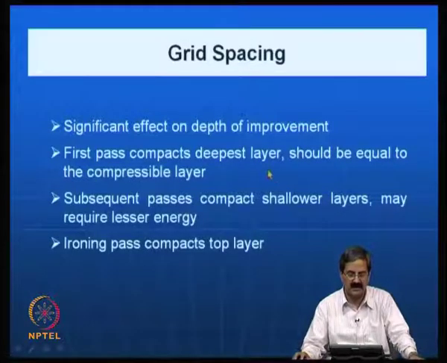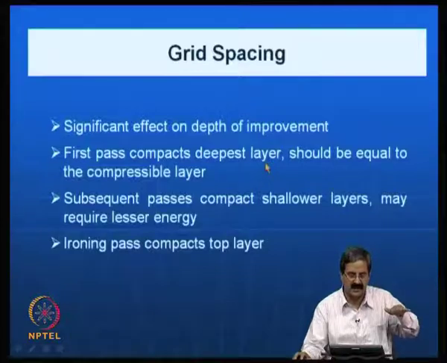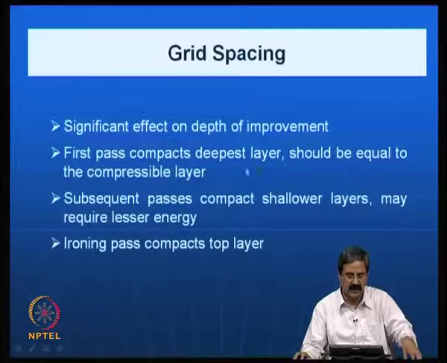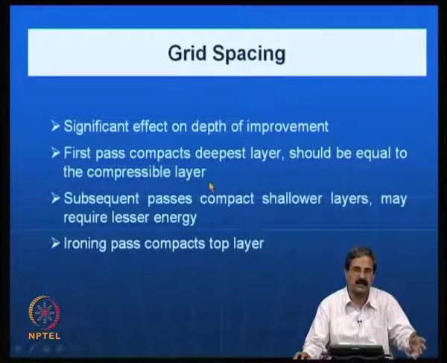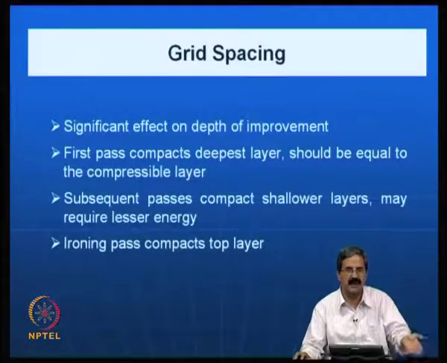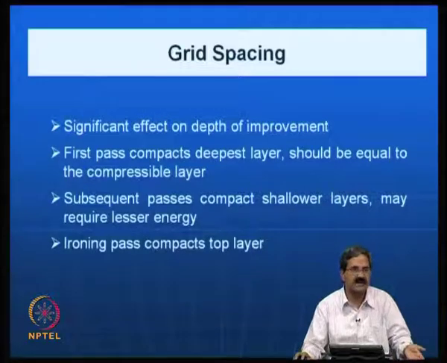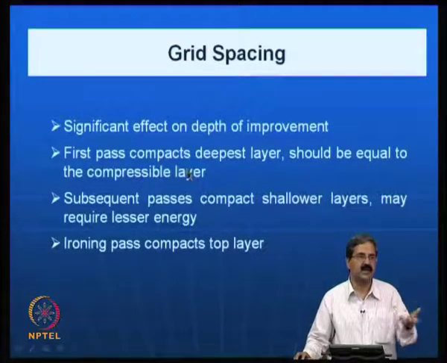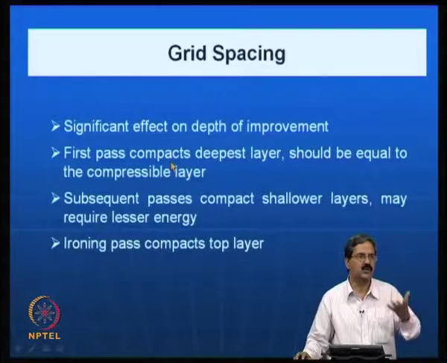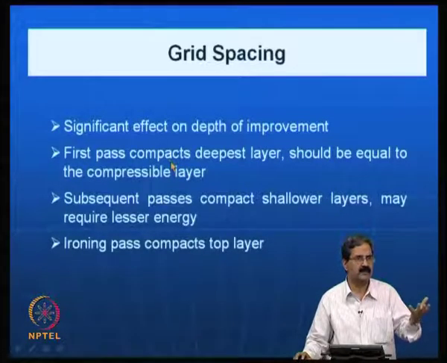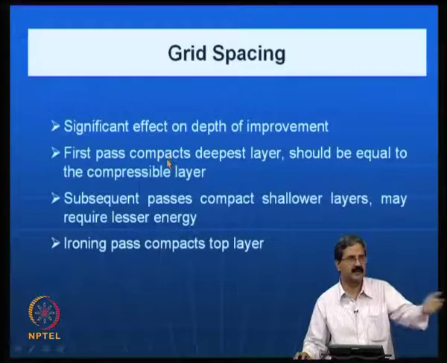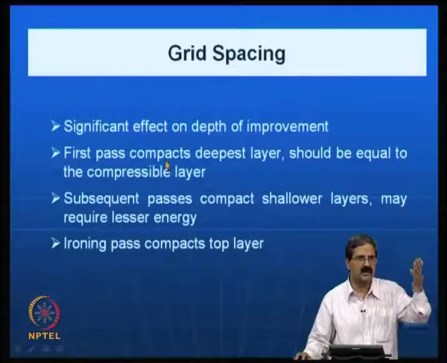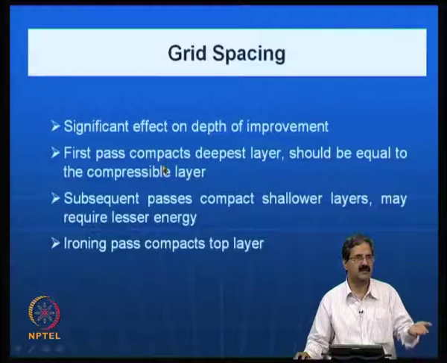Then the first pass compacts the deepest layer, that is what one should understand. The first one should be equal to the compressible layer. In some places the compressible layer can be 10 to 20 meters. You need to have a criterion for how much you would like to compact, is it 2B, 1.5B, or 3B? For example, if 100 meters is the width of the area, you can't go 100 meters, right.